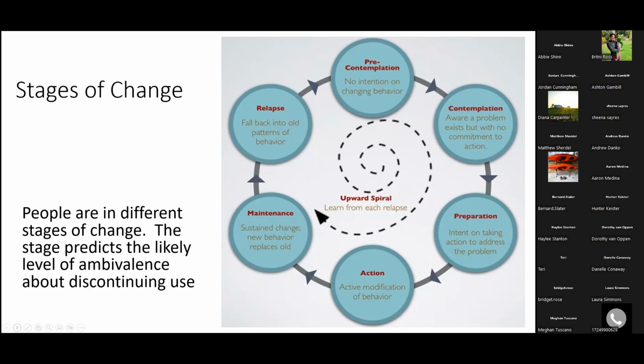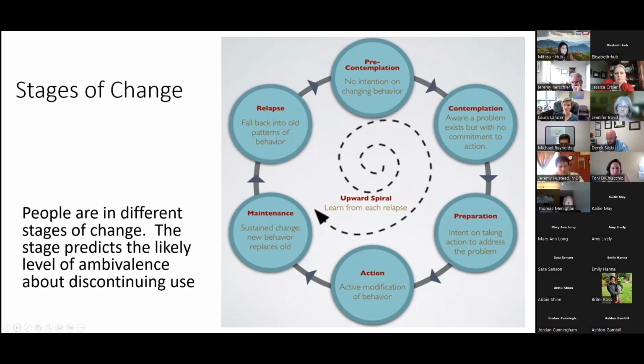So if people have had a period of sobriety and they're in these early stages of pre-contemplation, contemplation, or preparation, the risk is much higher for relapse. And then in the action and maintenance stages, it really decreases.